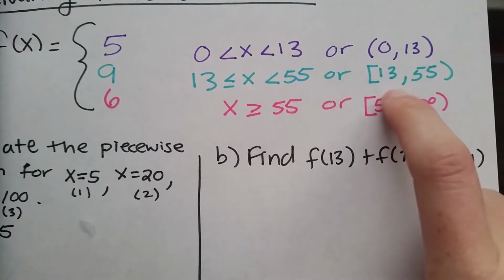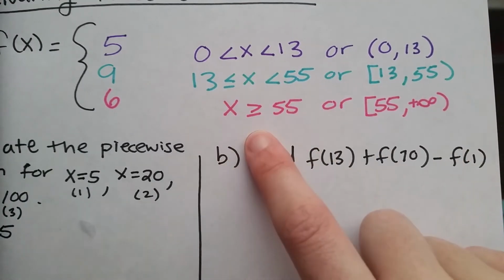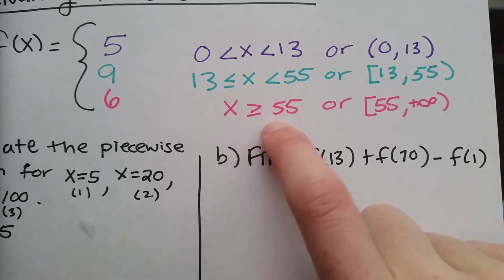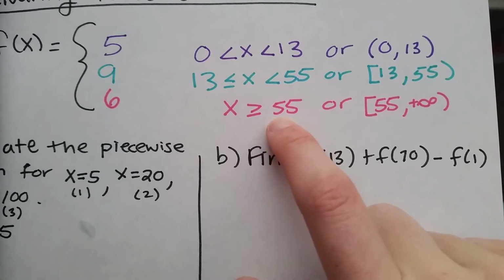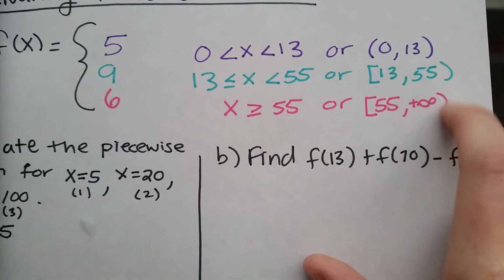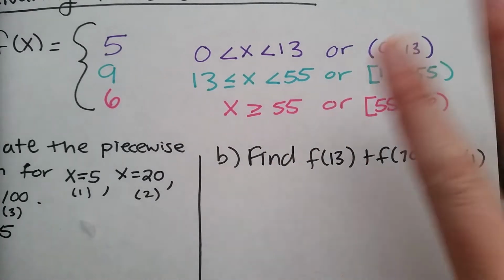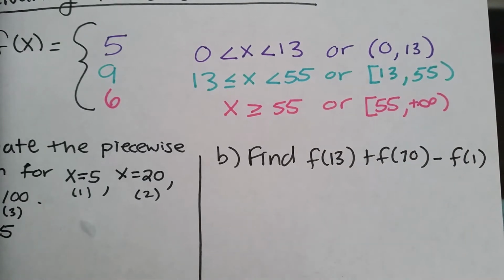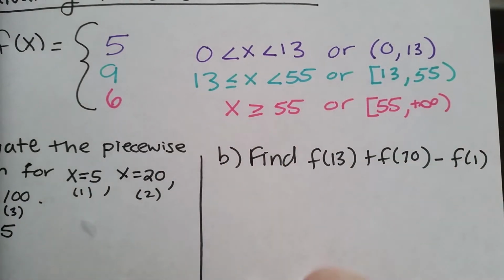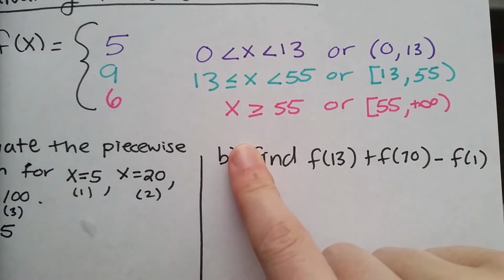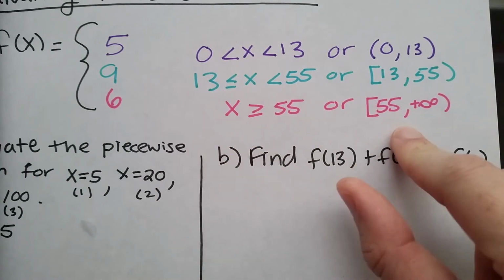The reason why we have a bracket right here is because it can equal 55, because we have that wonderful line underneath our inequality symbol. And then our infinity symbol does not have a bracket because remember you can't really ever equal infinity. You can get really close to infinity but never really equal it. So you can see either of these notations, whichever one you prefer. Usually with piecewise you see inequality notation, but this means the same thing.